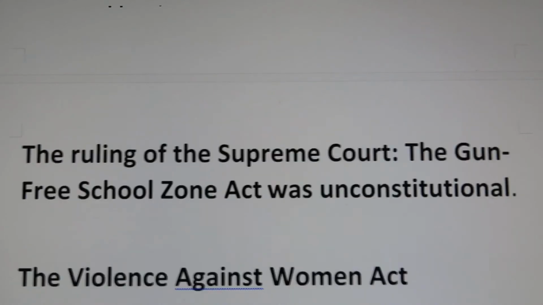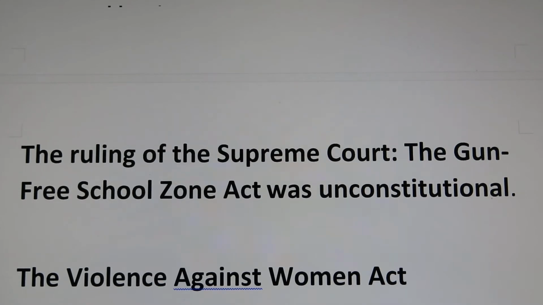Okay, now let's see how the court ruled on the Gun-Free School Zone Act. The ruling of the court in the case was that this Gun-Free School Zone Act was unconstitutional. A point we must make clear here is this: from the 1930s until the decision of this case, that is U.S. versus Lopez in 1995, that means before 1995, the court actually accepted this broad interpretation of the Commerce Clause.